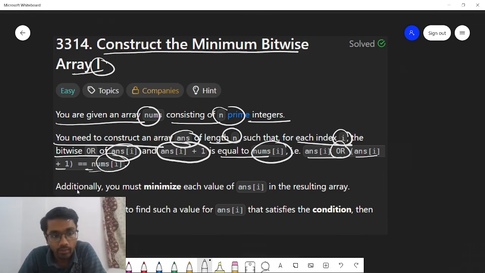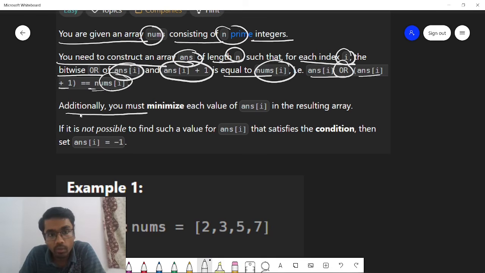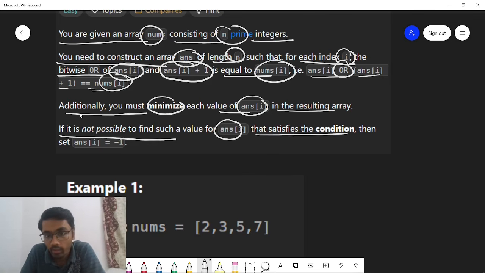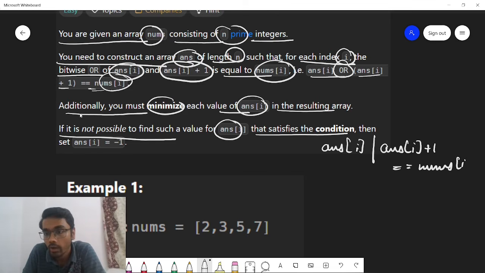Then they have said that additionally you must minimize each value of answer[i] in the resulting array, and if it is not possible to find such a value of answer[i] that satisfies the condition, what condition? The condition is this: answer[i] OR answer[i] + 1 equals nums[i]. So if such a value doesn't exist, then you need to set answer[i] equal to -1. So this is what the question is saying.